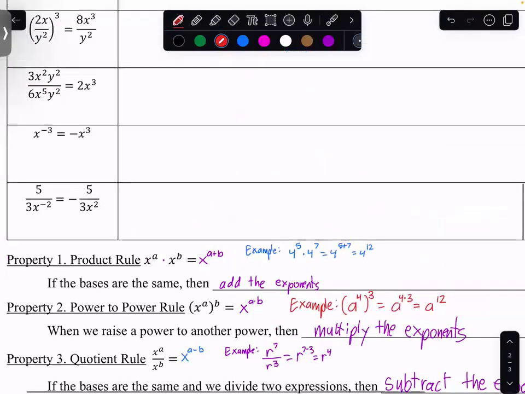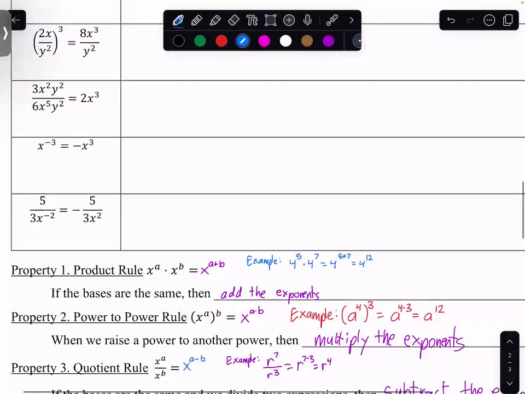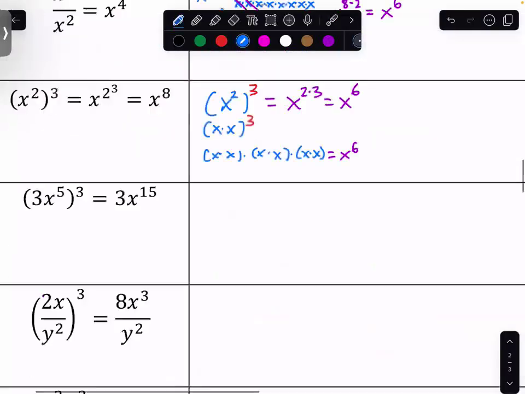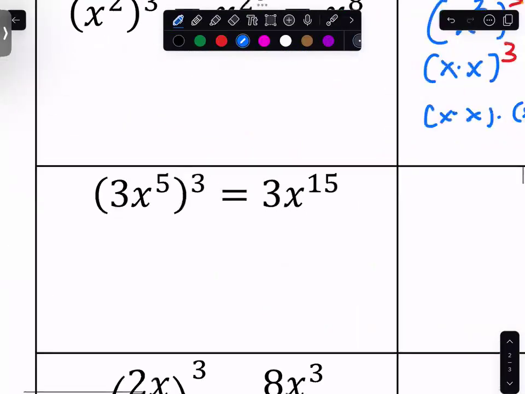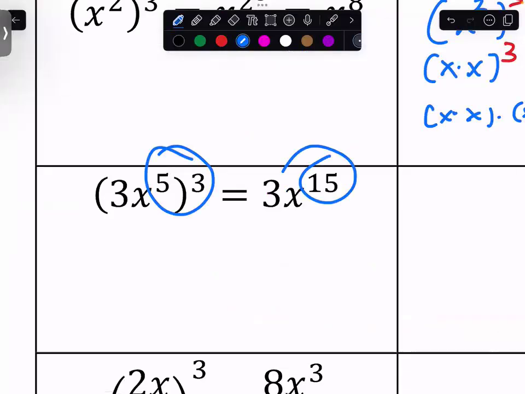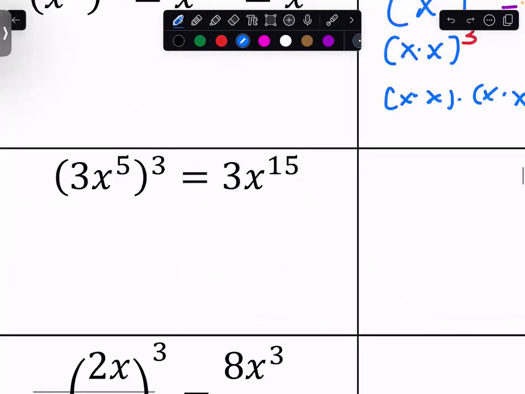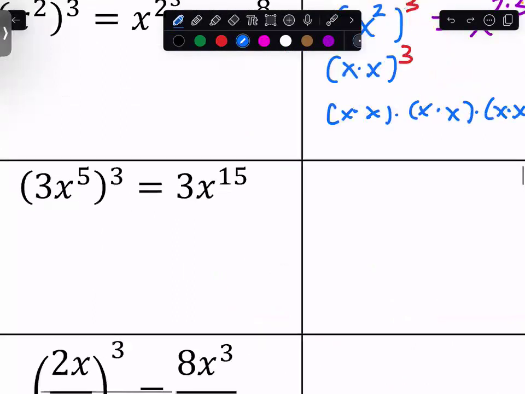Okay, so continuing on. We just said, oh, you multiply the exponents, so 5 times 3 is 15. Isn't that correct? There's a different issue with this one. So again, let me copy down the original problem.